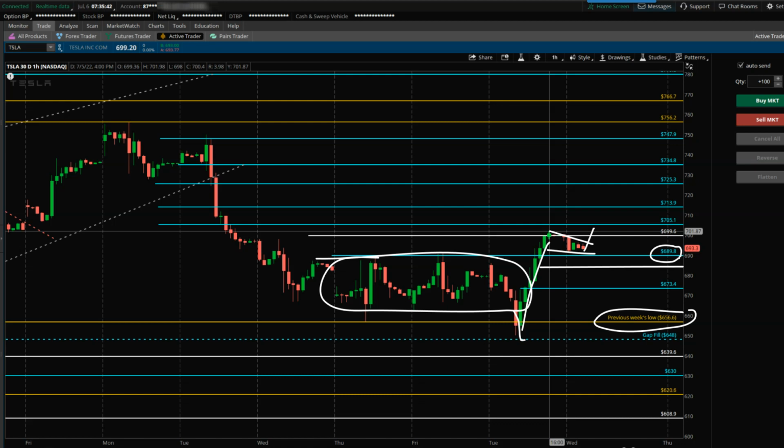Let's see if it can take out 705 for a push towards 713, 725. But if it does not, then we'll see if it gets weak below 685. 673 would be the initial support. If it cannot hold that, that means it's really weak. But that's how the structure is right now.